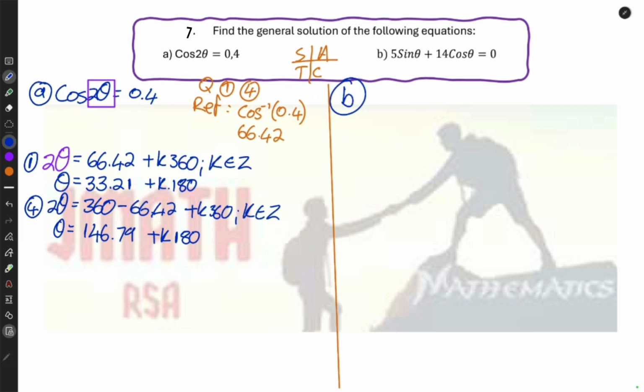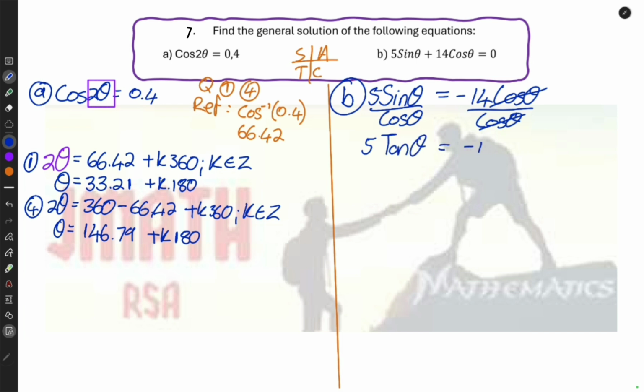Okay, question B. So now I don't only have one sine or one cos, I have two. When this happens, we need to shuffle things around, and then I get sine on the one side and cos on the other side. The reason for that is, if I divide both sides by cos, it's going to turn into tan. So I'm going to divide by cos theta, divide by cos theta. That cancels out, but on the left, it becomes 5 tan theta is equal to minus 14. I want tan theta alone, so this is minus 14 over 5.